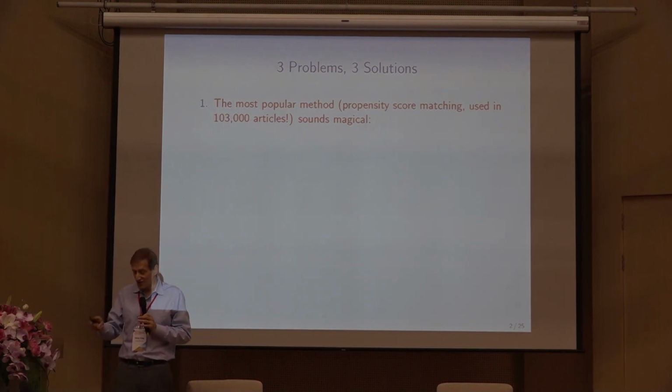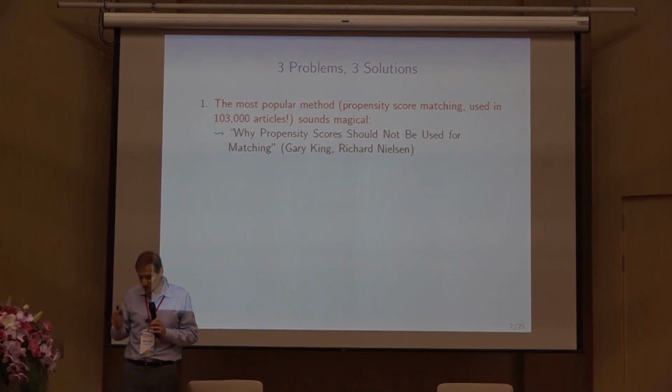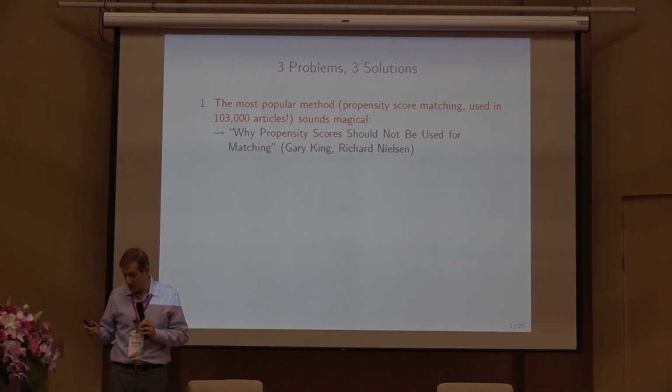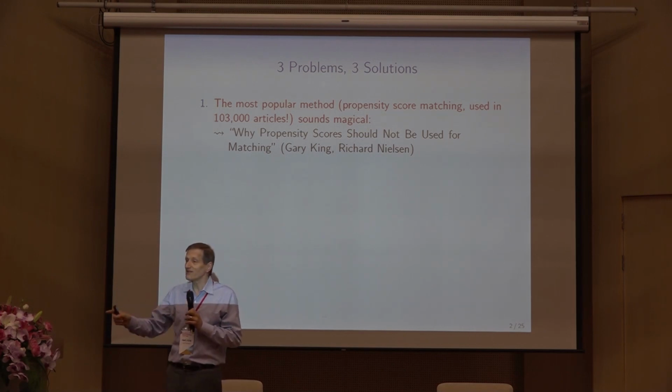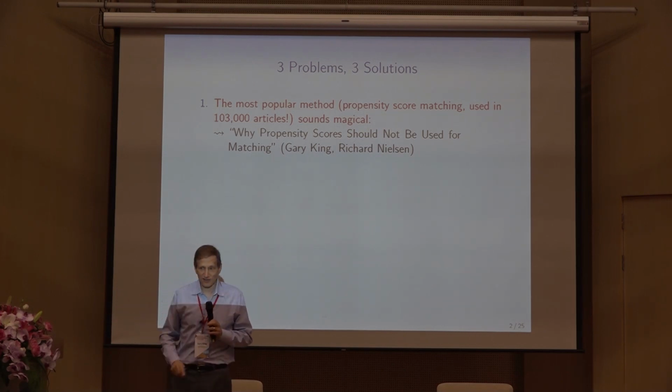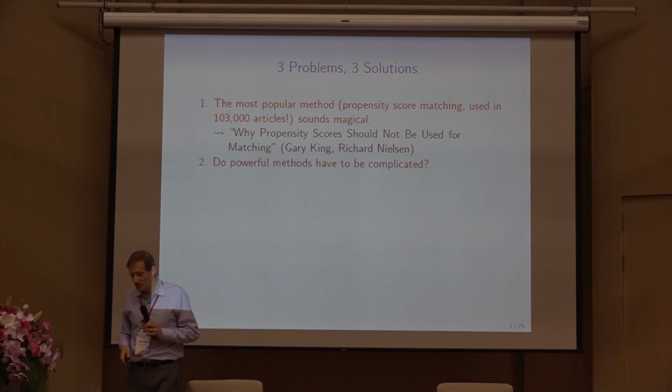And it took a long time, but we wrote this article, Why Propensity Scores Should Not Be Used for Matching. Propensity scores are great. Matching is great, but the two together are a disaster. And I'll explain why. Second is, do powerful methods have to be complicated?